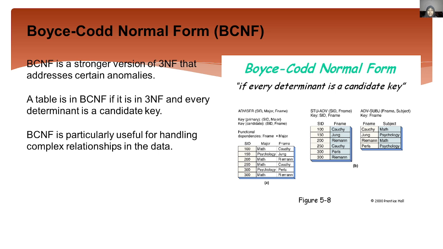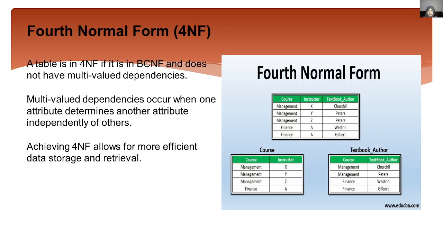Boyce Codd normal form, BCNF. It is a stronger version of 3NF that addresses certain anomalies. A table is in BCNF if it is in 3NF and every determinant is a candidate key. Boyce Codd normal form is particularly useful for handling complex relationships in the data.